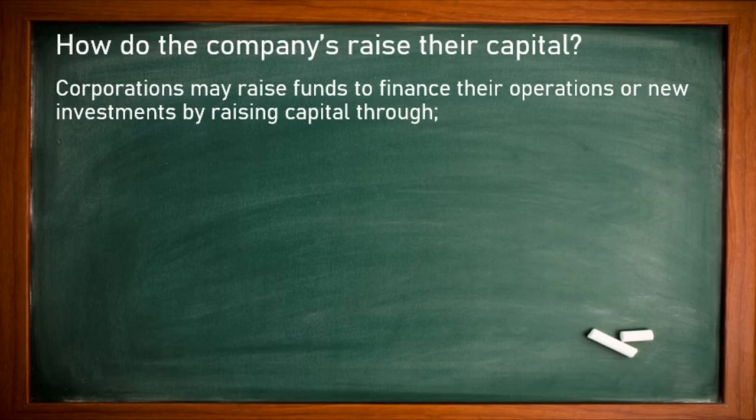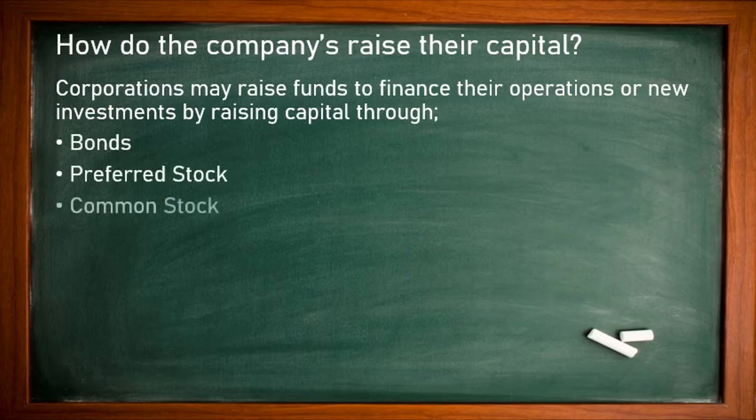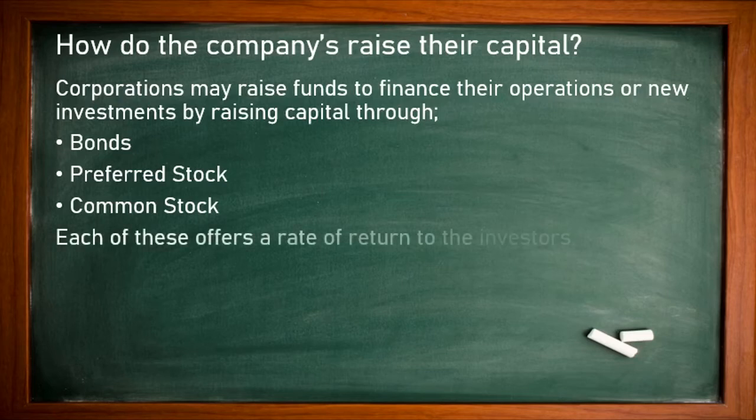Let's explain again. Corporations may raise funds to finance their operations or new investments by raising capital through bonds, preferred stocks, and common stocks. So there are only three capital resources available for the company: bond, preferred stock, and common stock. A company can issue any one in the market as per its requirement, or to reduce its cost and increase profit in the future.